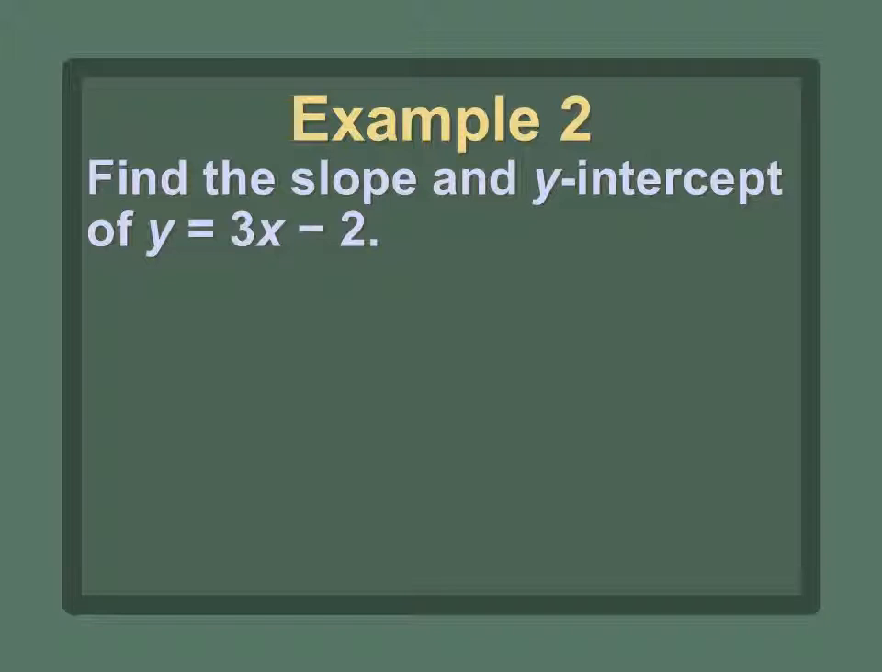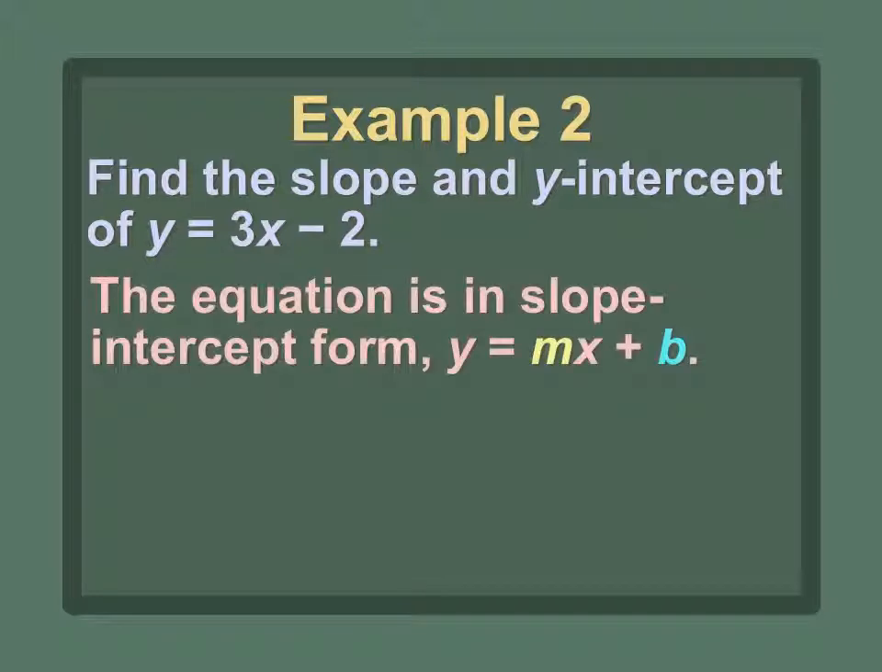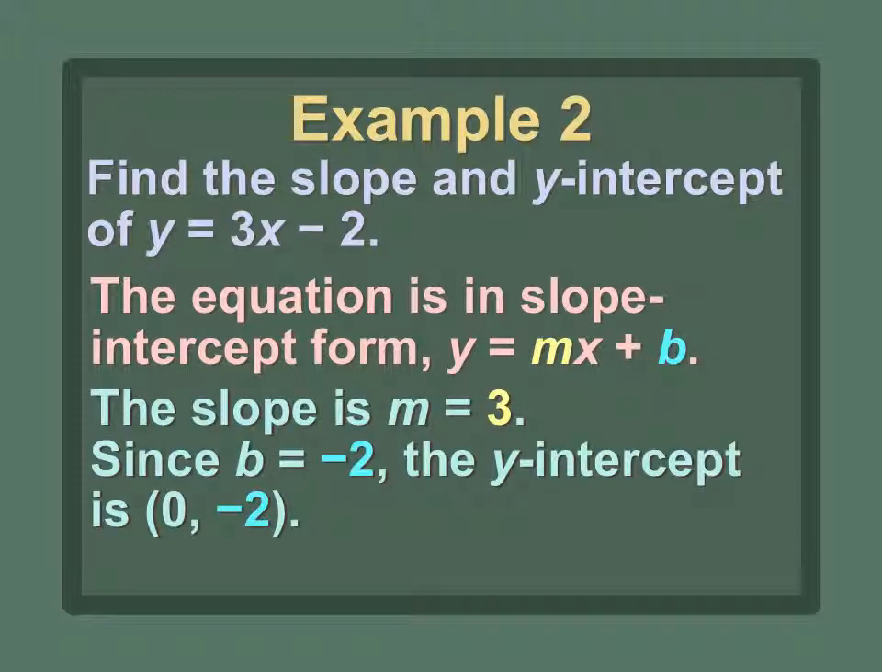Find the slope and y-intercept of y equals 3x minus 2. Well, since the equation is in the slope-intercept form, it's already solved for y. So all we have to identify is the number before x, or m, and then our b value that's being added. Our slope is going to be m equals 3, and since b is equal to negative 2, we will say that the y-intercept is (0, negative 2).